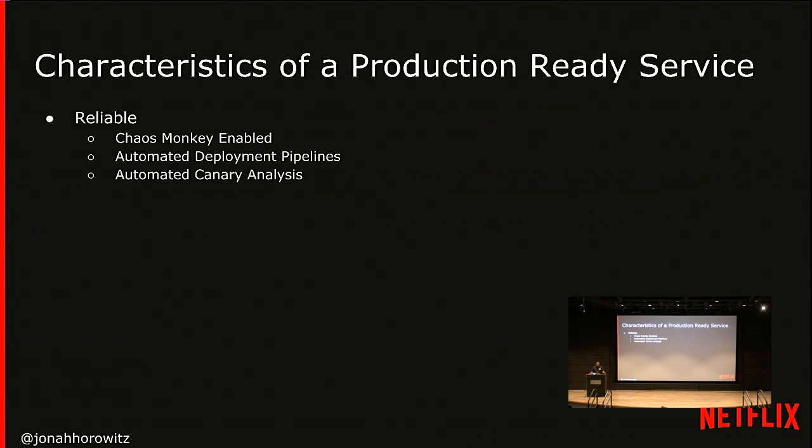That means Chaos Monkey needs to be enabled. It needs to have automated deployment pipelines. We have a system here that does our production releases. It's called Spinnaker. When you configure a service in Spinnaker, you can configure it with an automated deployment pipeline so that each time you release code to production, it's done in a standardized way. You're not copying and pasting out of a wiki page or something to release your service to production. If it's automated, it's much more consistent, and so your service is going to be more reliable.